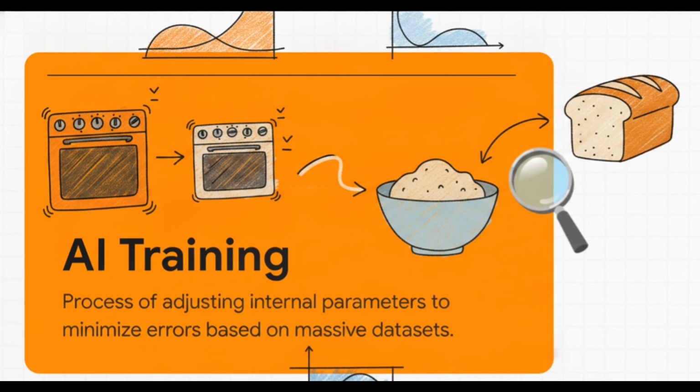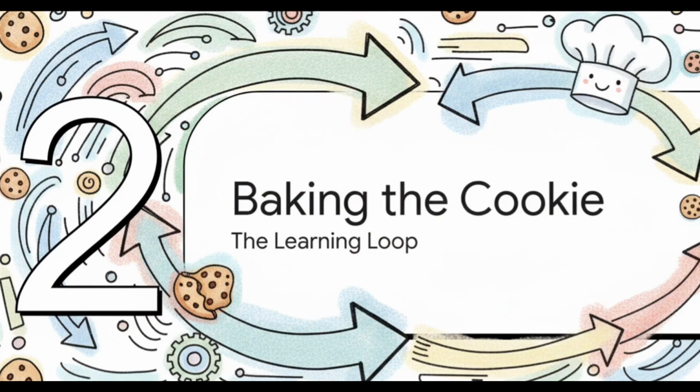The algorithm iteratively adjusts its internal parameters, what data scientists like to call weights and biases, to minimize errors based on massive data sets. It's all about turning that raw dough into a functional, working model. Section 2. Baking the perfect cookie. Let's look at how this builds into an actual learning loop.